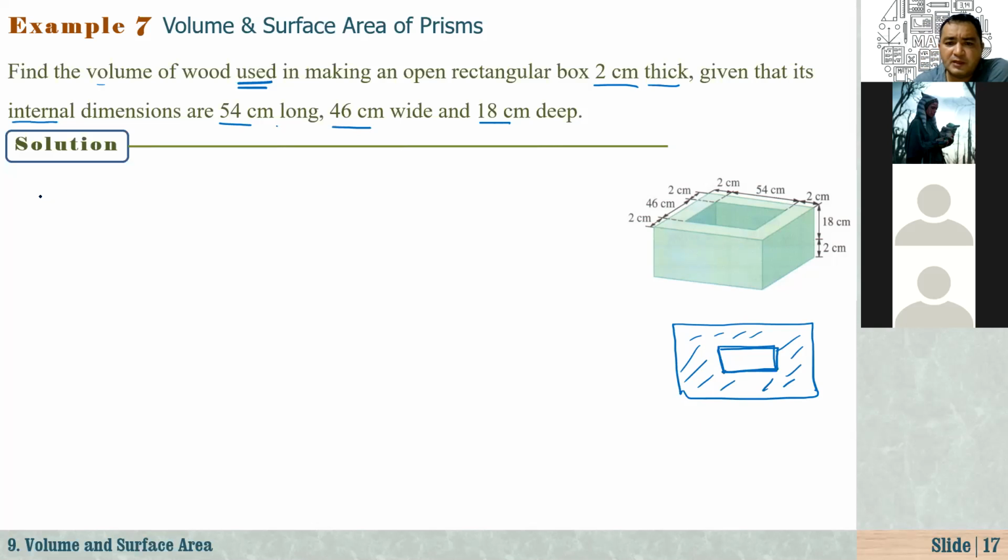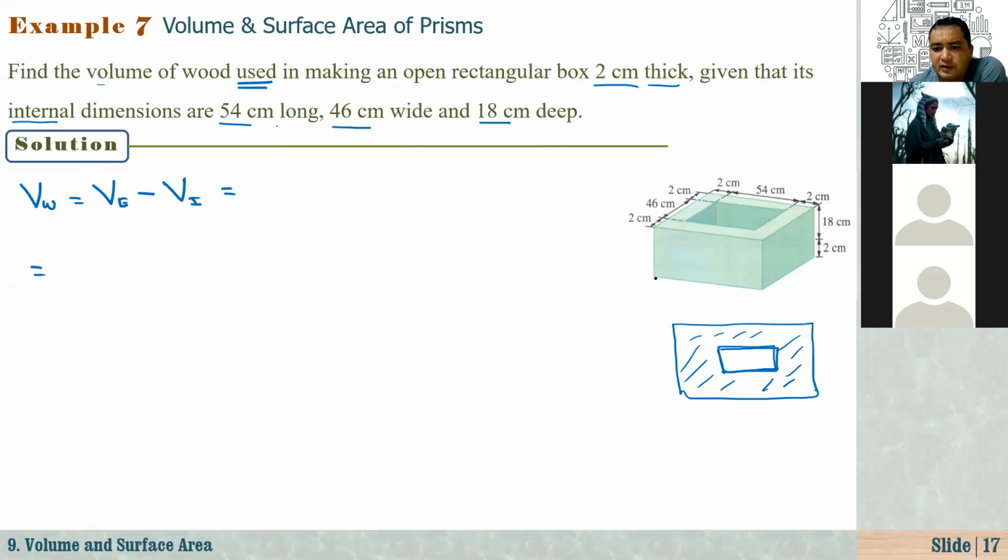So what is the big volume? The volume of the wood is equal to the volume of the big one, the external, minus the volume of the small one, the internal one. Maybe I can just write here external and internal. This one is external and this one is internal. Equals, and what is the volume of the external?